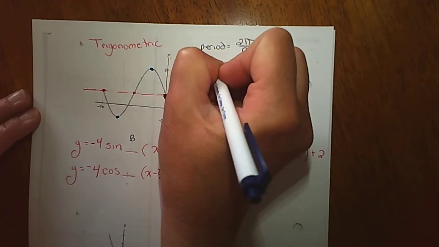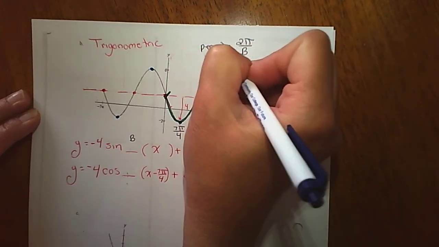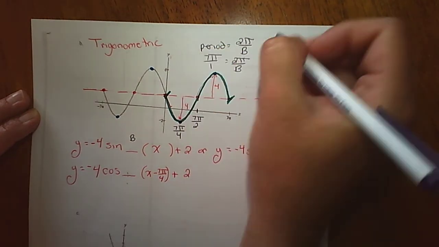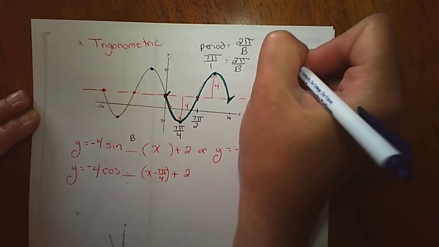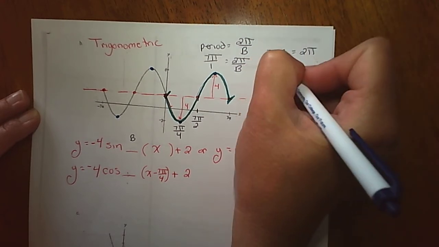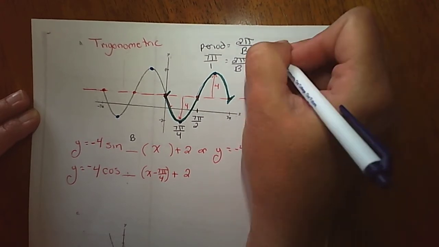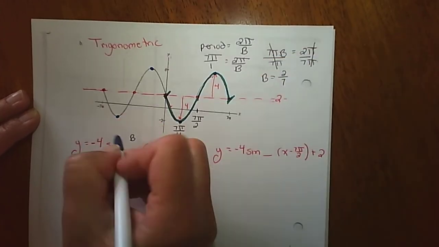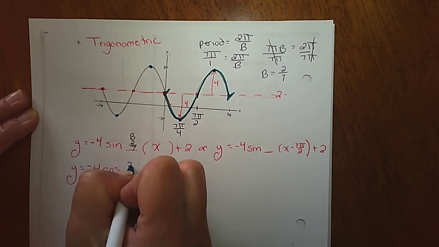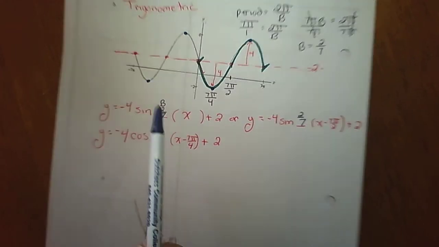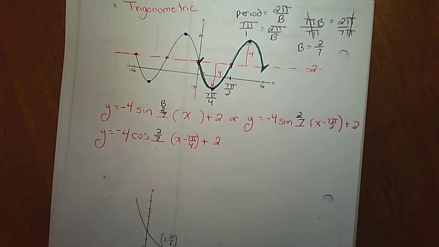So I'm going to do 7 pi over 1 equals 2 pi over b, and I'm going to cross multiply. 7 pi b equals 2 pi, divided by 7 pi, b equals, and the pi's cancel, 2 over 7. So this would be 2 over 7, and that would be the same thing for all of them. All right, so for this question, you only needed one equation. You pick whatever one makes you happiest and go from there.